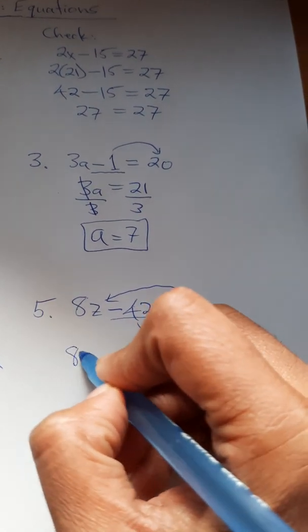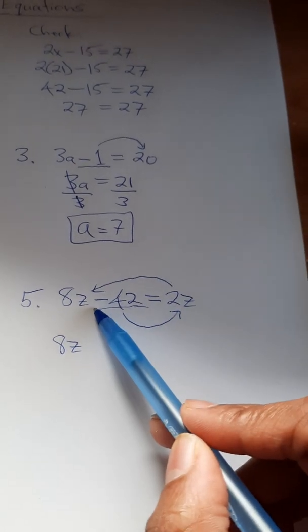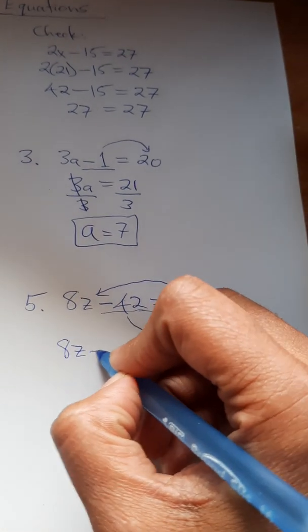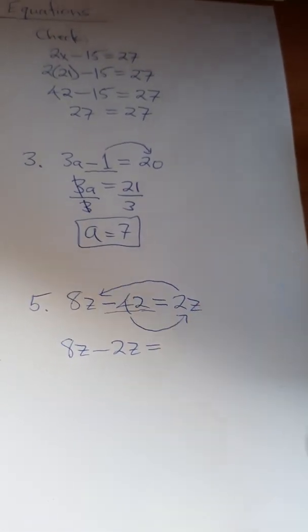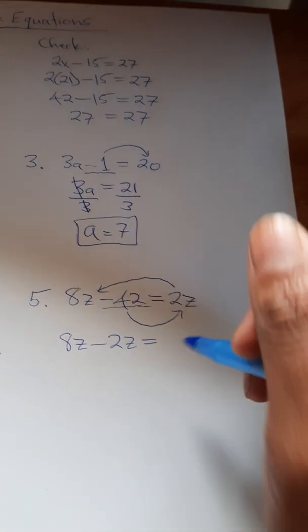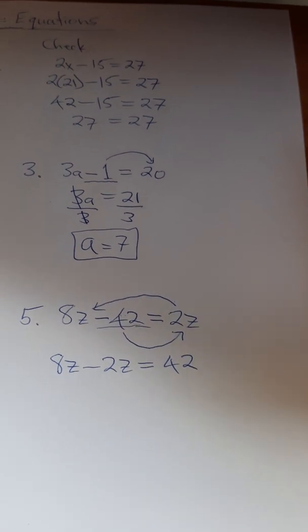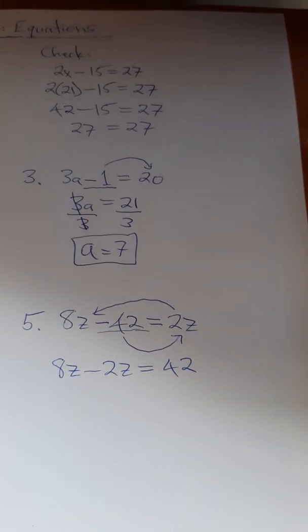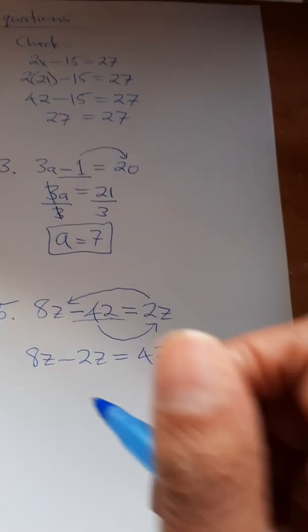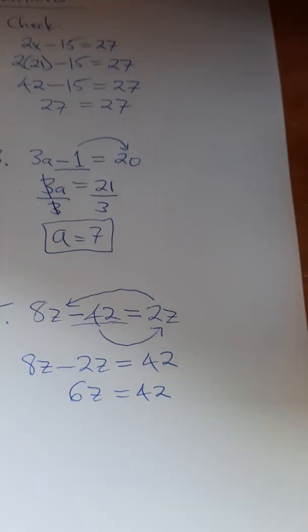We're going to change the sign. So this is 8z. This is positive 2z here. I'm going to bring it to the left side across the equal sign. Minus 2z equals, and I'm taking this negative 42 to the right side, and it becomes positive 42. Okay. So I'm doing 8z minus 2z. This is 6z equals 42.